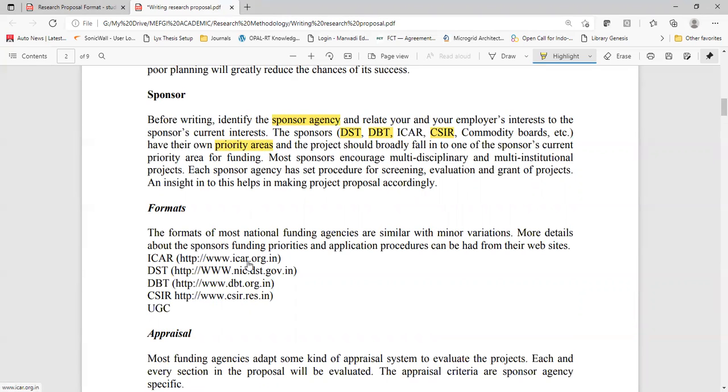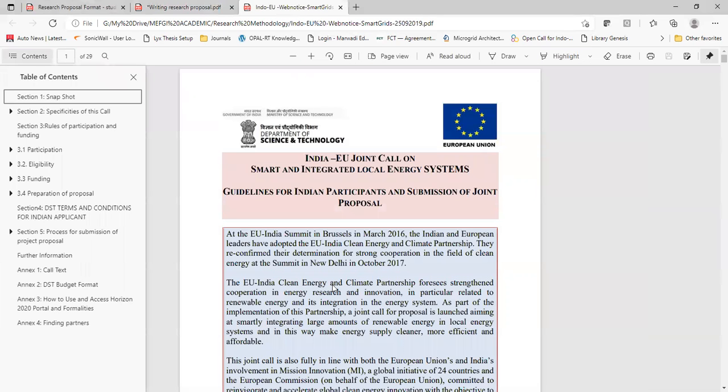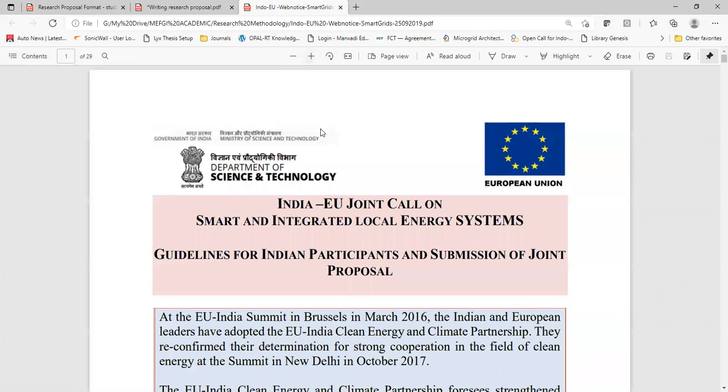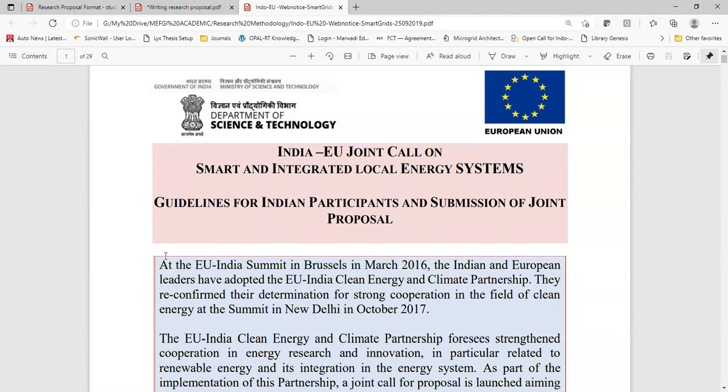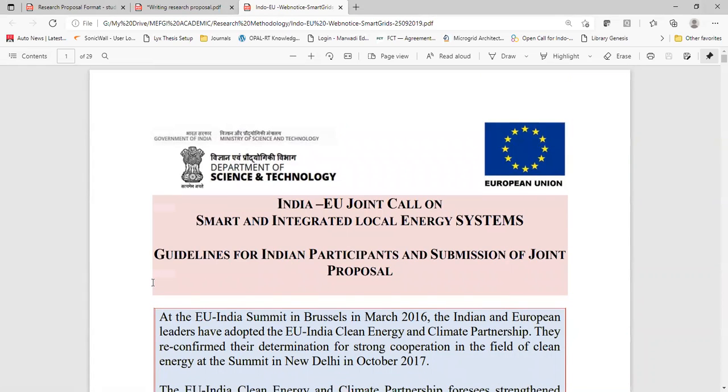Okay, what do you mean by the priority area? So let me show you what we mean by the priority area. It's not that you can submit anything to this agency. Can you see a new document? Yes, sir. Okay. So what do you see here?